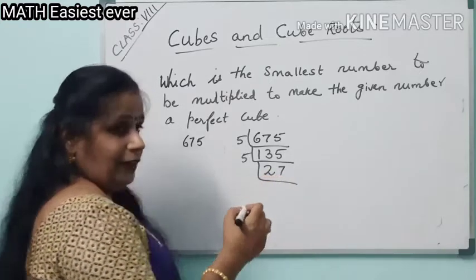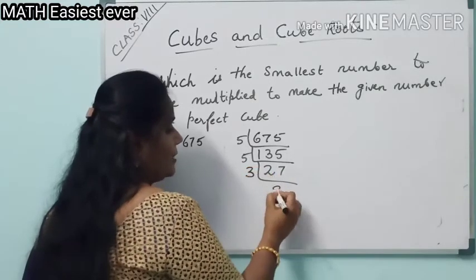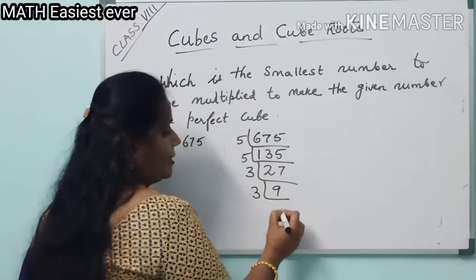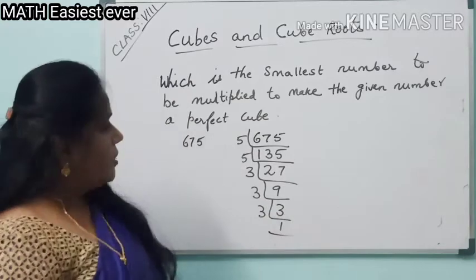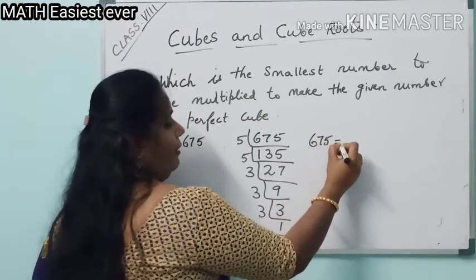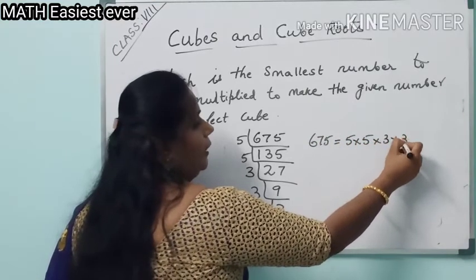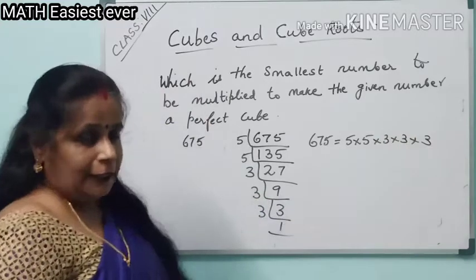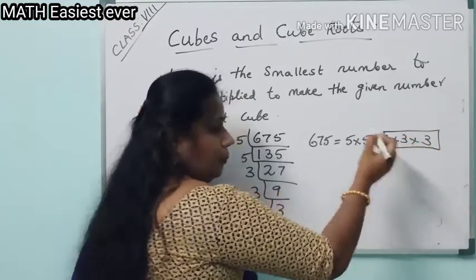Again 27 is not divisible by 2, it's divisible by 3. 3 nines are 27. Again it's divisible by 3, 3 and 1. Right? So what are the prime factors of 675? 675 is 5 into 5 into 3 into 3 into 3. Right? So these 3 threes you can make one group.